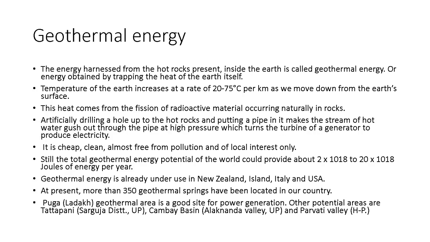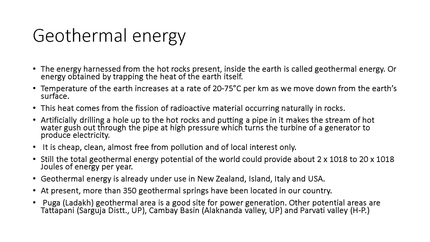Okay, and that is usually kilometers deep into the earth's crust. So energy harnessed from the hot rocks present inside the earth is called geothermal energy, or energy obtained by trapping the heat of the earth itself. The temperature of the earth increases at a rate of 20 to 75 degrees Celsius per kilometer as we move down from the earth's surface. This heat comes from fission of radioactive material occurring naturally in rocks.